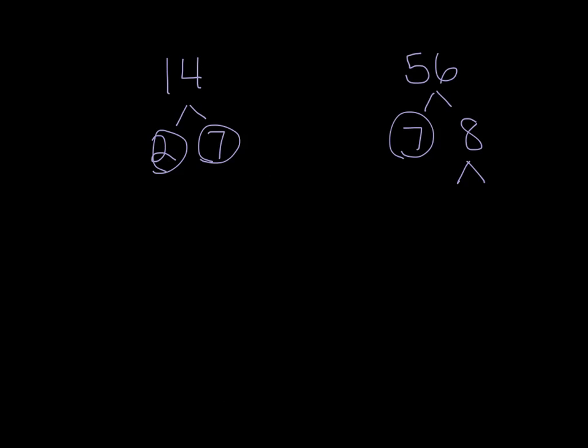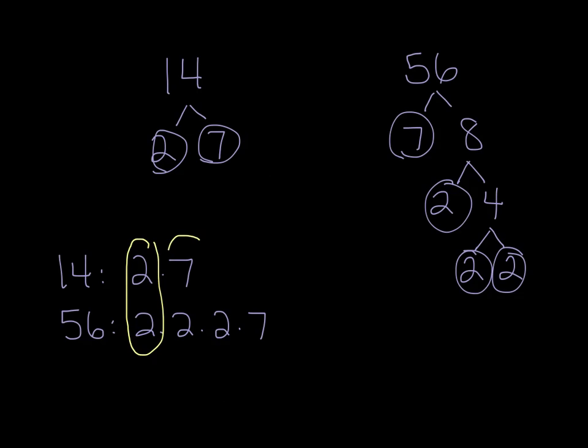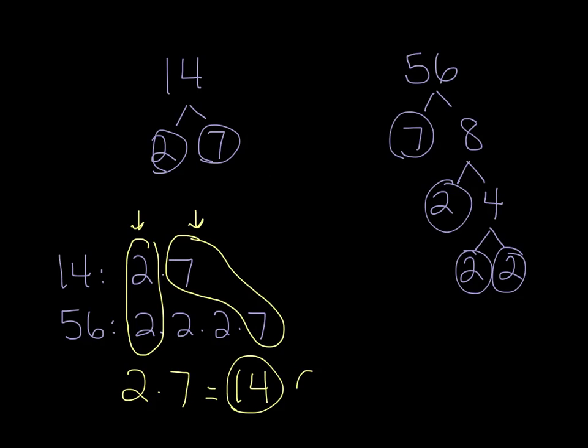Let's try 14 and 56. I make 2 factor trees. I circle my primes. Then I list out the prime factors. Then I just circle what they have in common. And in this case, they have a 2 and a 7. So then I just take my 2 and my 7, and that gives me 14. And 14 is my GCF.